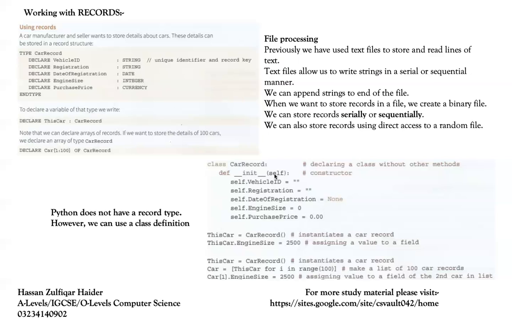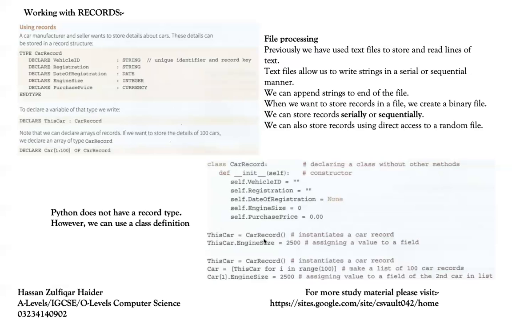Now also notice that there is no constructor where attributes are being passed. So when you declare a record of this type, CarRecord type, these values are assigned by default, and you can change them afterwards. So this is how I'm creating a variable of type CarRecord, like it was done over here.